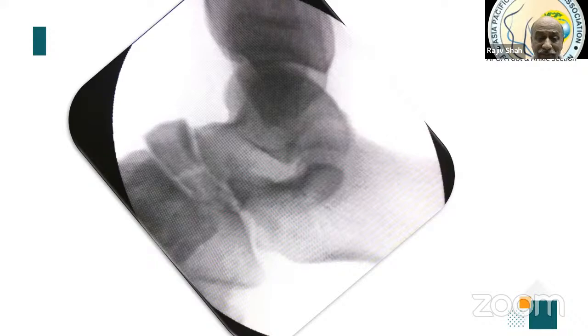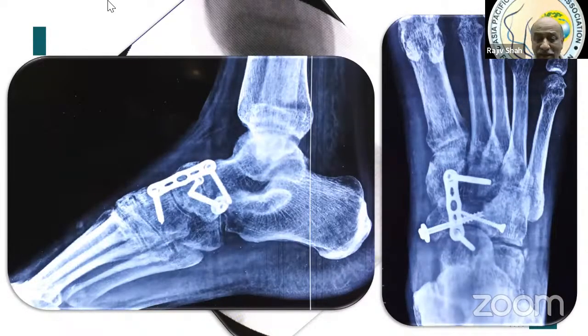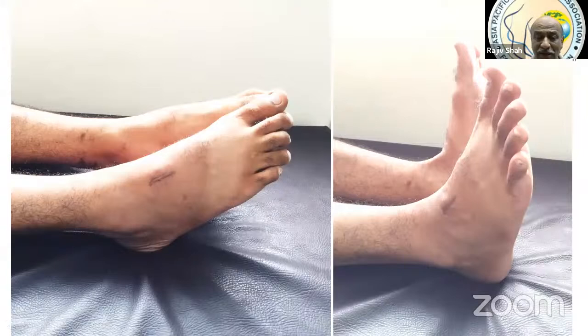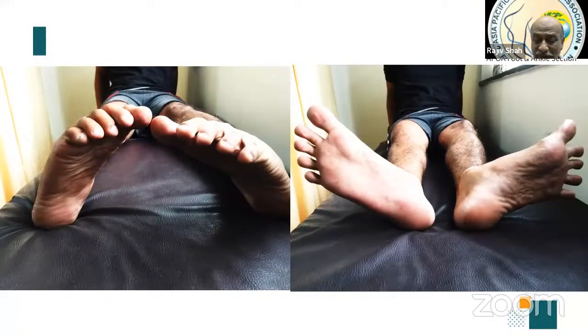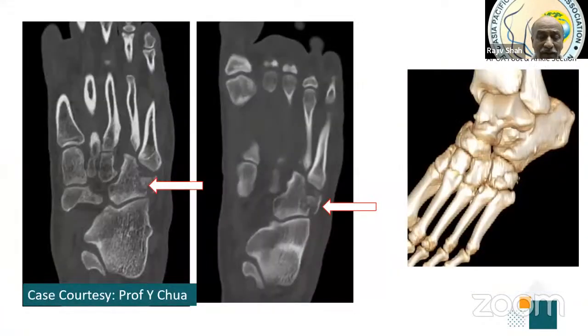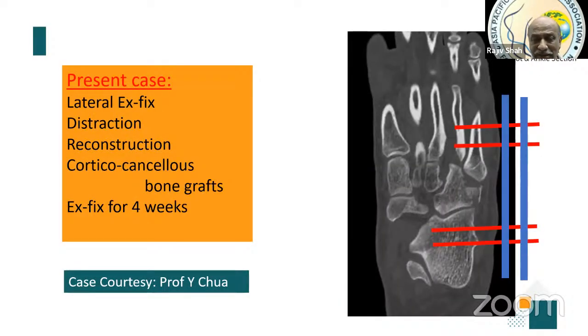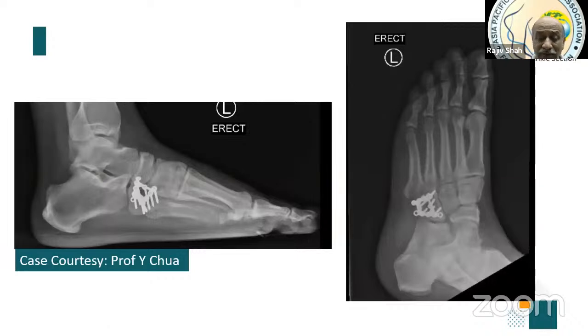This was another navicular fracture, a big fragment, and I showed you the X-ray earlier where I had put in a spanning plate across the two joints, which was later removed. And this is how the movements, inversion, eversion, dorsiflexion, plantar flexion, were achieved. Now this was the case of my friend Professor Chua. This was distracted, and then the reduction was done at the metatarso-cuboid joints with a lateral X-fix distraction reconstruction. Because the lateral wall was destroyed, corticocancellous grafts were used and the X-fix was kept for 4 weeks. And this was how the ultimate union looked, with a good function.